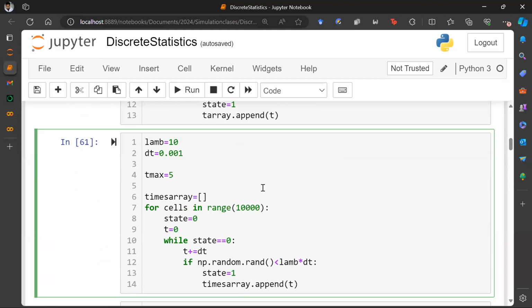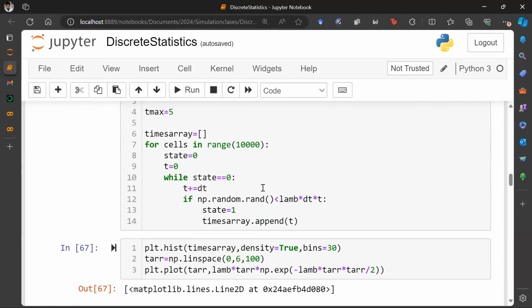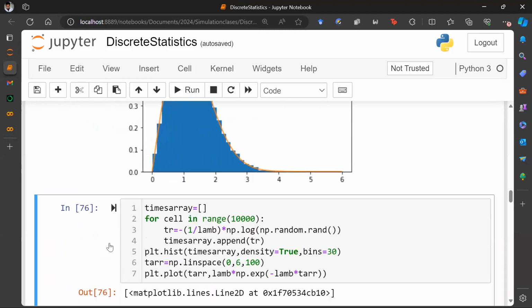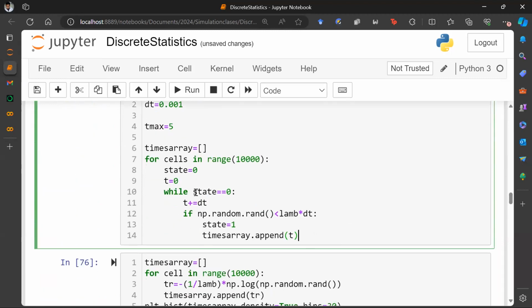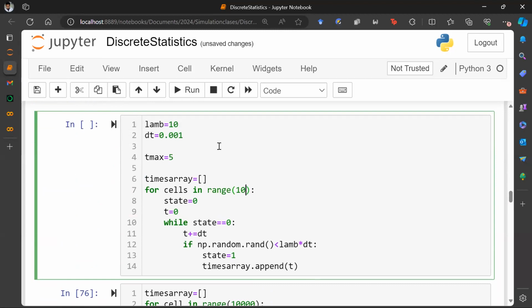I'm going to copy it, let's do it under this one. Let's start with 10 cells. And I'm going to export data every delta t. Before, I was exporting data every time the event occurs. Now I'm going to export the state every delta t. So let's use this.